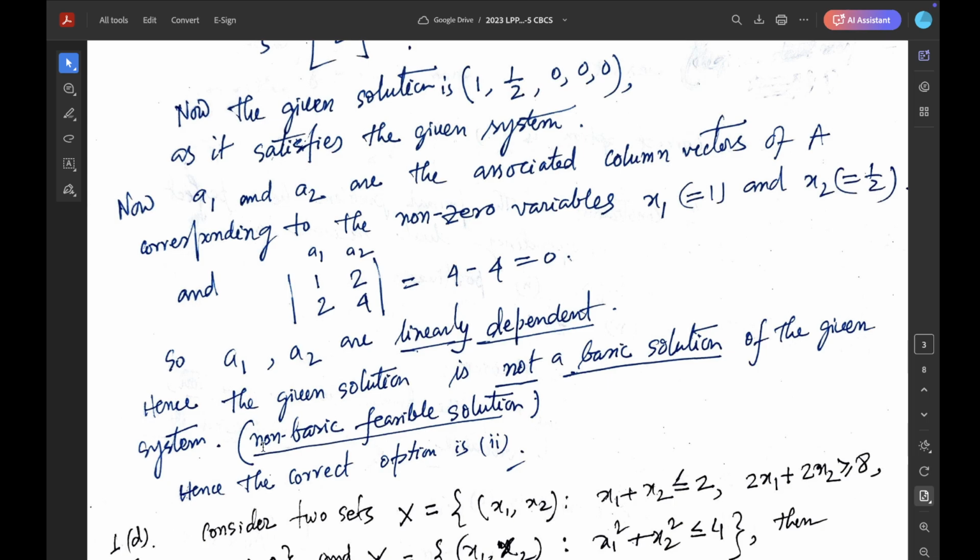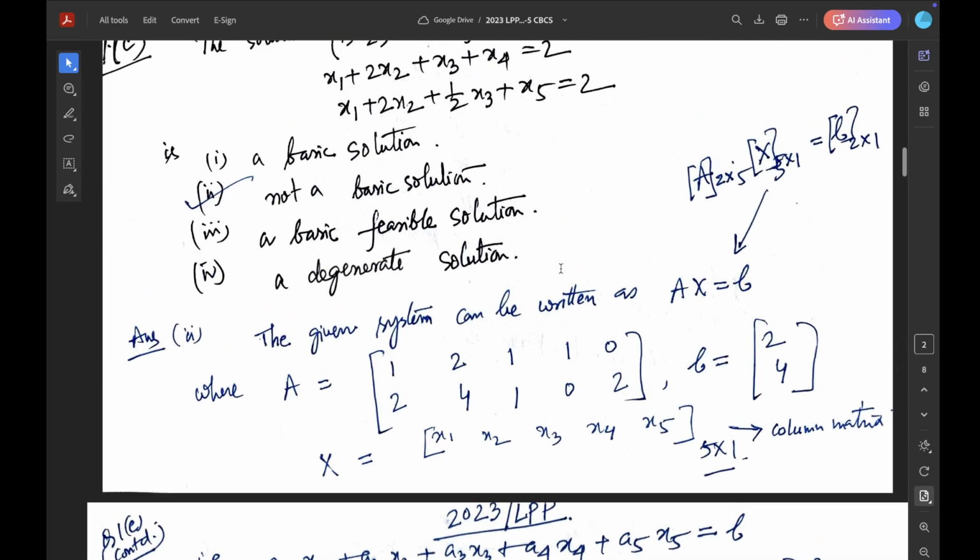Actually this is a non-basic feasible solution. This solution (1, 1/2, 0, 0, 0) is a non-basic feasible solution, because the determinant corresponding to the non-zero variables is 0. So this is not a basic solution. Hence the correct option is 2, is not a basic solution.